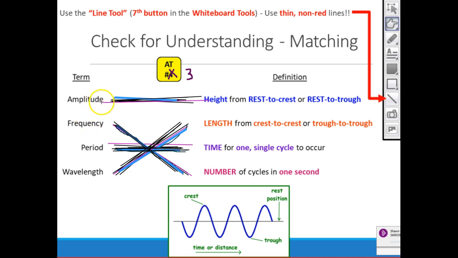So yes, amplitude is going to be the height from rest to crest or rest to trough. The frequency is the number of cycles in 1 second. Period is the period of time for 1 cycle. And wavelength is the length from one point to an identical point. Excellent. This is number 3.